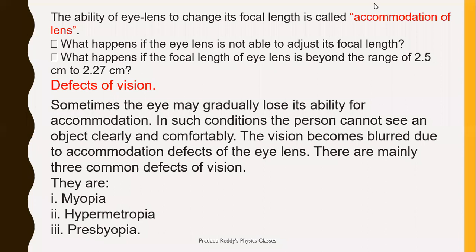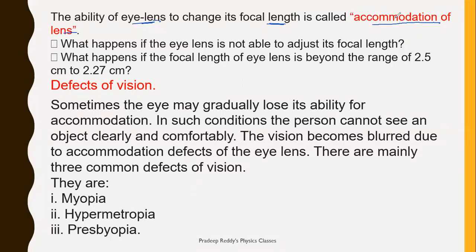Right, students, we have calculated the maximum and minimum value of focal length, which is adjusted by the ciliary muscle. And that adjustment is the property of a ciliary muscle, and that is called power of accommodation. So the ability of eye lens to change its focal length is called accommodation of lens.